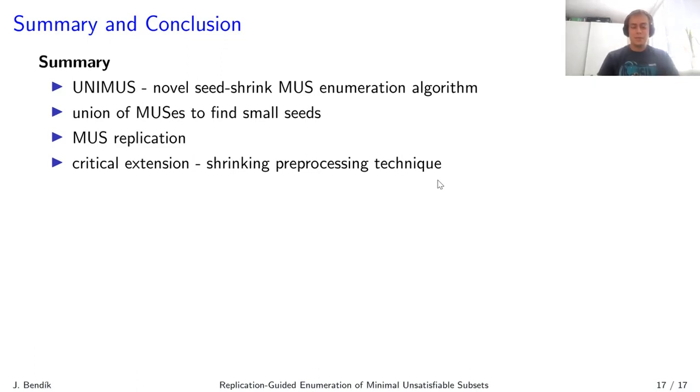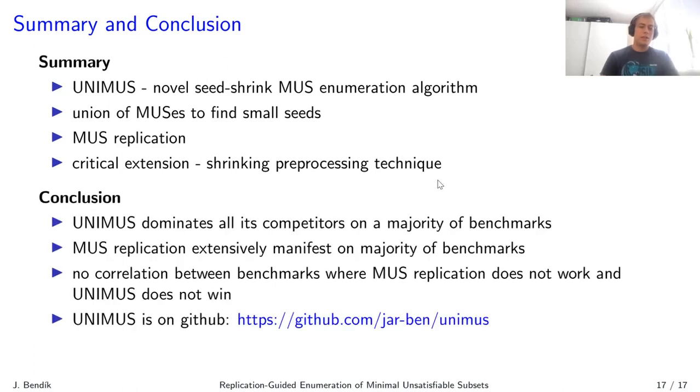So let me sum up. We have presented a novel MUS enumeration algorithm called UniMUS. The algorithm is based on the CSAT sharing scheme, and it employs 2 novel techniques for finding seeds. One of the techniques is based on the SAT solver, and it explains the union of identified MUSes to find small seeds. The other technique, called MUS replication, can identify seeds without the SAT solver, which means much faster than existing MUS enumeration algorithms. We have experimentally compared UniMUS to other contemporary MUS enumeration algorithms on a standard collection of benchmarks, and we have seen that UniMUS significantly dominates on a majority of benchmarks.